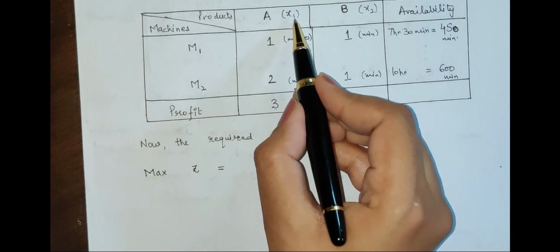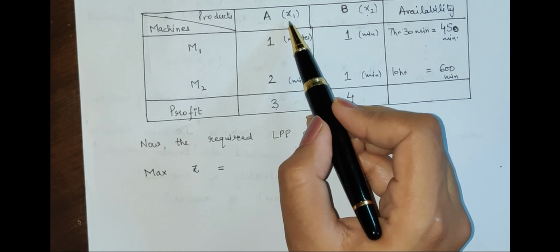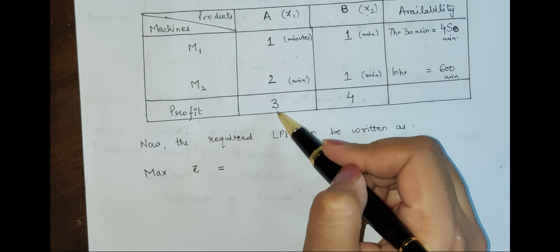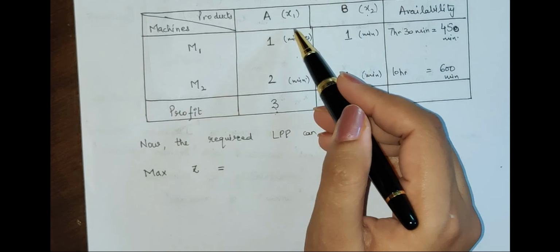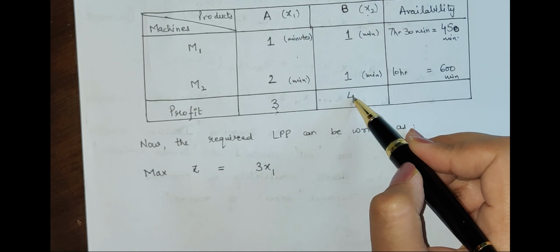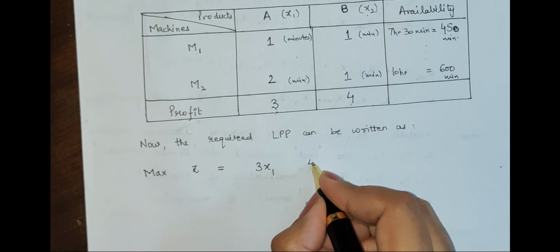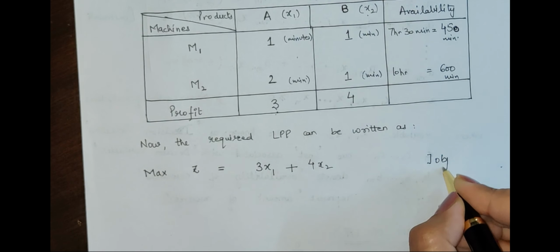How many variables are there? x1 and x2, and I know for each unit of A we earn 3 rupees. So how much total profit would be earned out of product A? That would be 3x1, and similarly from product B we will earn 4x2. So the total profit will be 3x1 plus 4x2. This is my objective function.